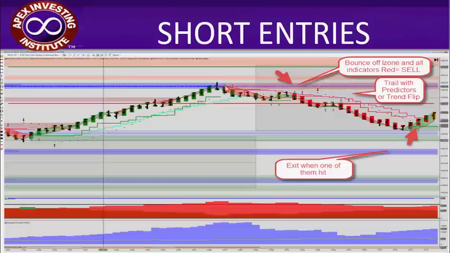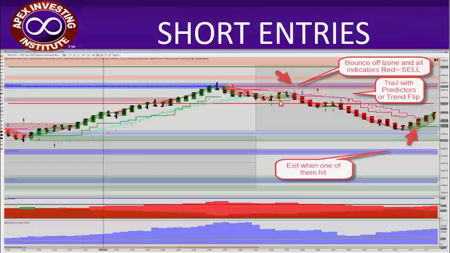See right here? We got another heads up cyan arrow. Hey, get ready, the market may turn. And then right here we got a down confirmation arrow. So the market hit the sell zone. We got a heads up and a confirmation down arrow. But look, the bar is still green and this trend flip is still green. So we don't take that, do we? We don't take it. And what happens? The market kind of chops around here.